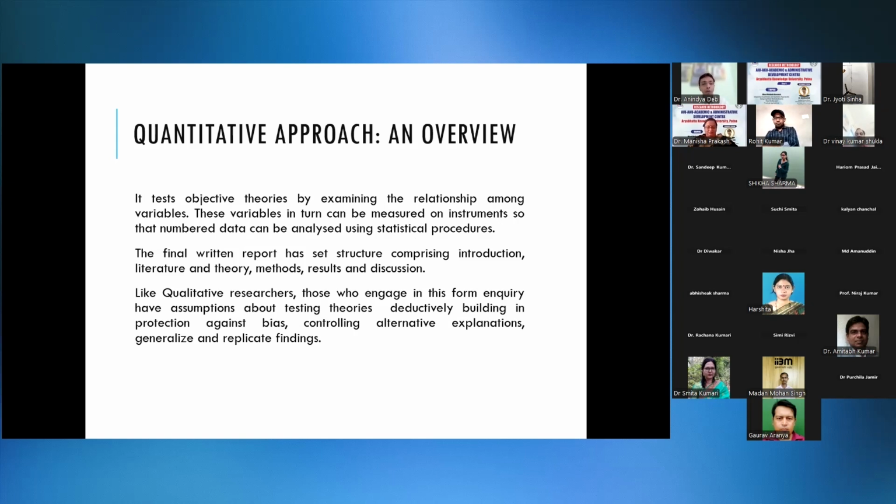Quantitative approach, an overview. It tests objective theories by examining the relationship among variables. These variables in turn can be measured on instruments so that numbered data can be analyzed using statistical procedures. If it is quantitative, then we have to apply a certain statistical test. We cannot select a statistical test whimsically. There are certain parameters to select the statistical test.